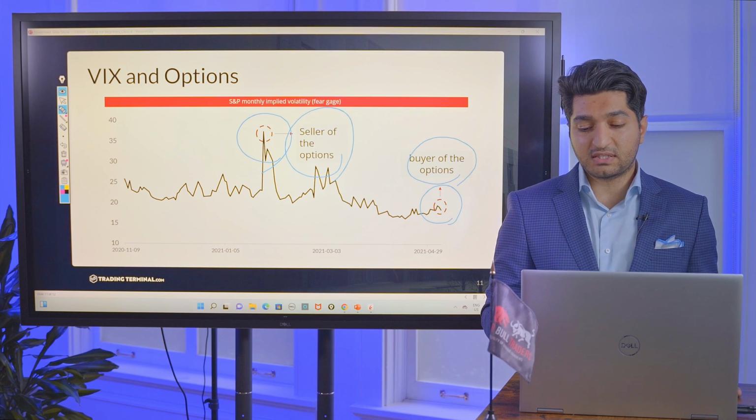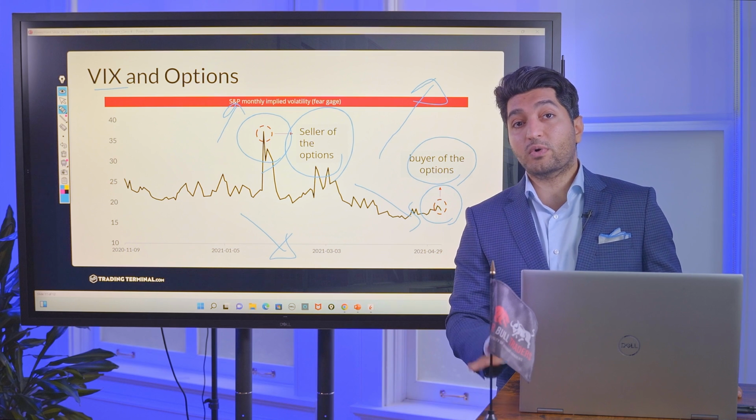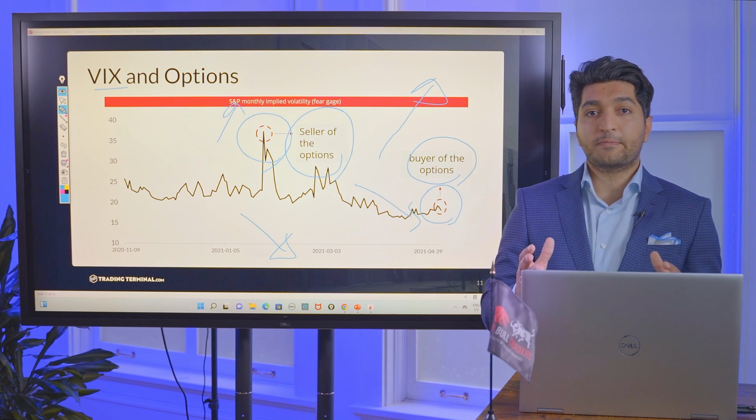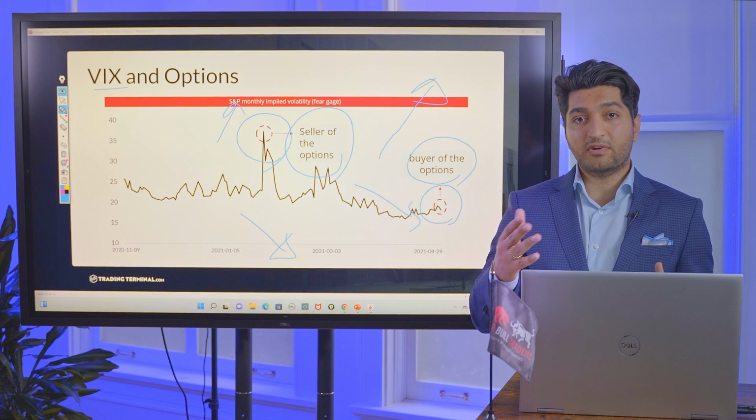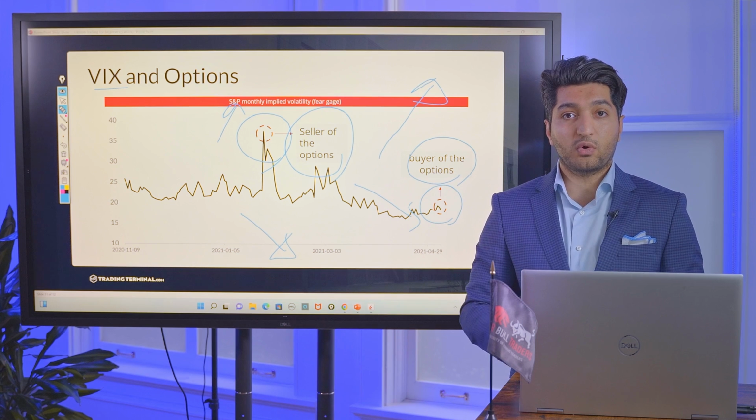Also, another thing to consider is that when the VIX and volatility is low, usually the stocks are going up. And when the VIX or volatility is high, usually stocks are going down. This relationship doesn't always hold, but you can think of it as a negative correlation. When the VIX is down, the stocks are going up, and when the VIX is up, the stocks are going down.